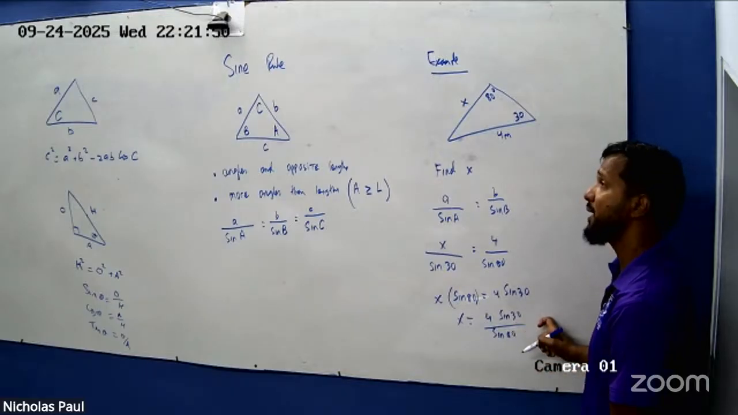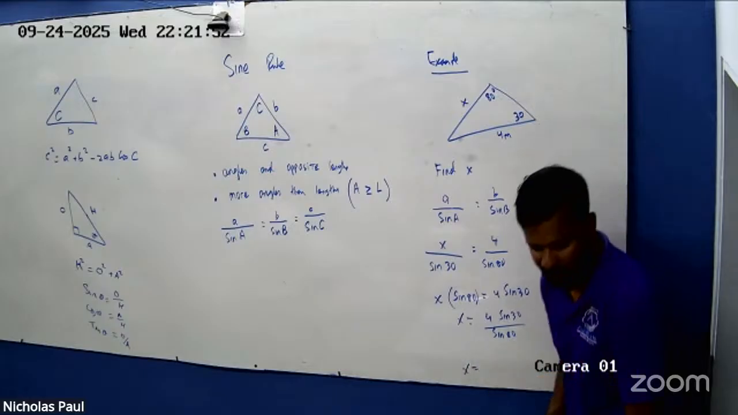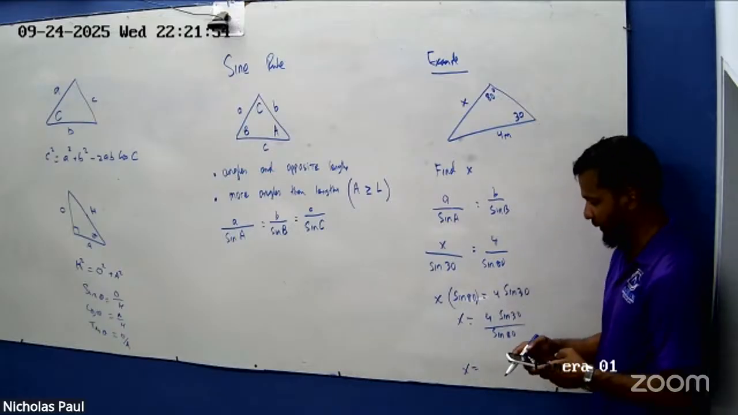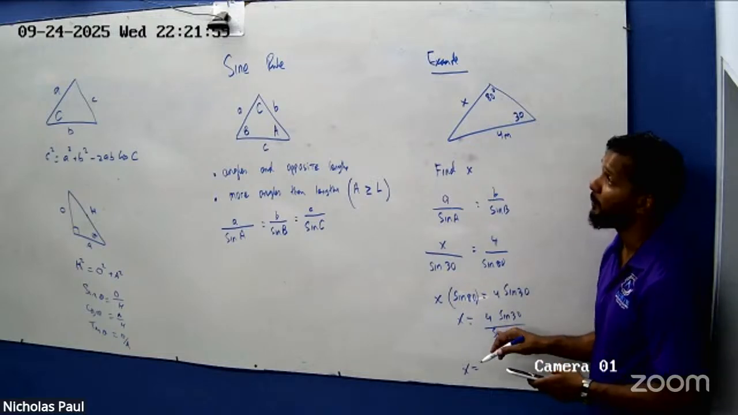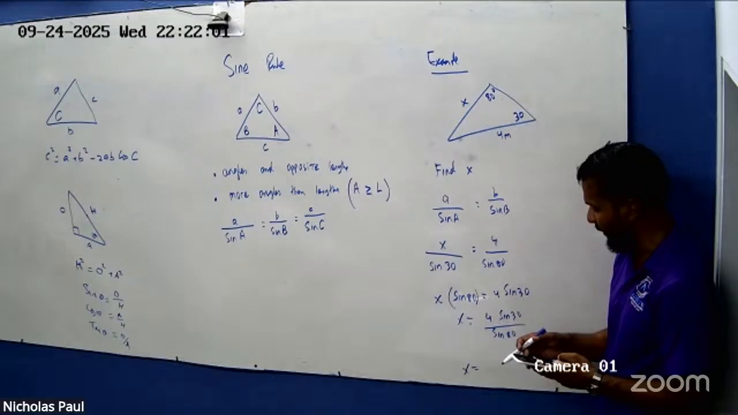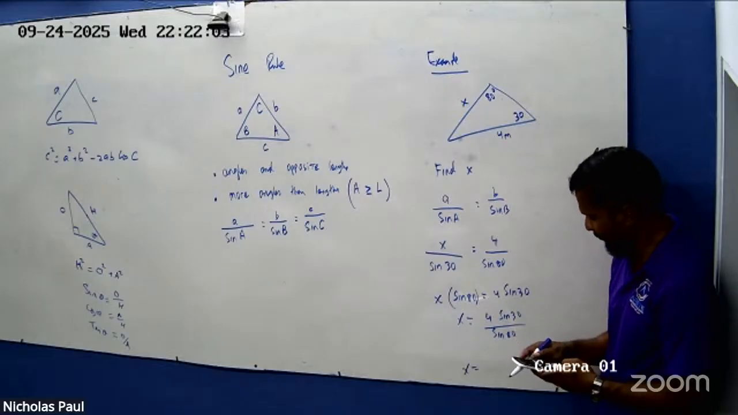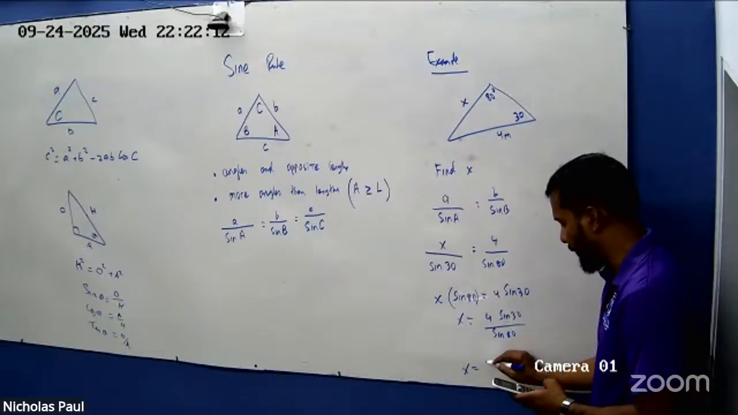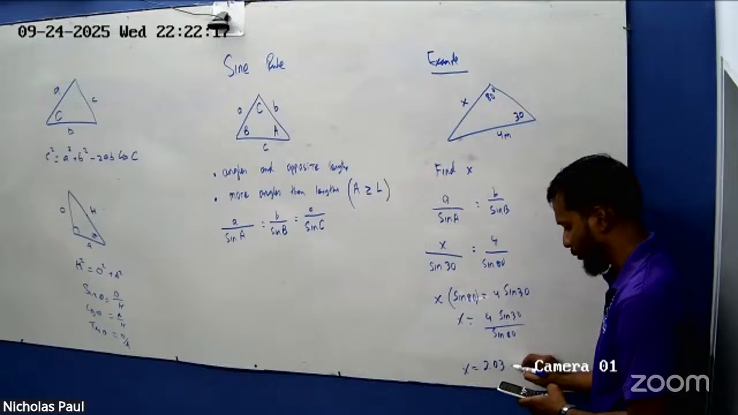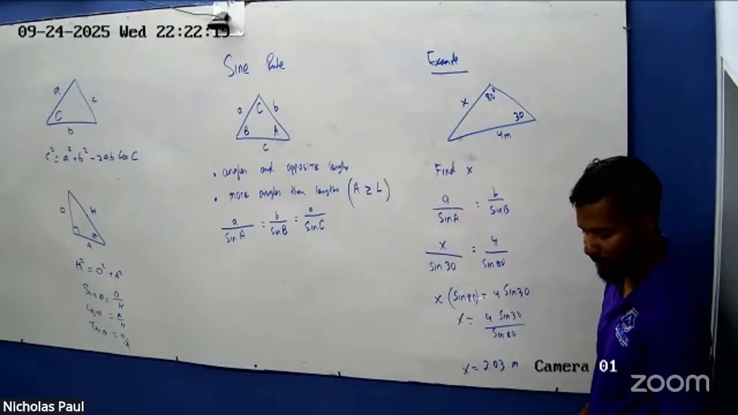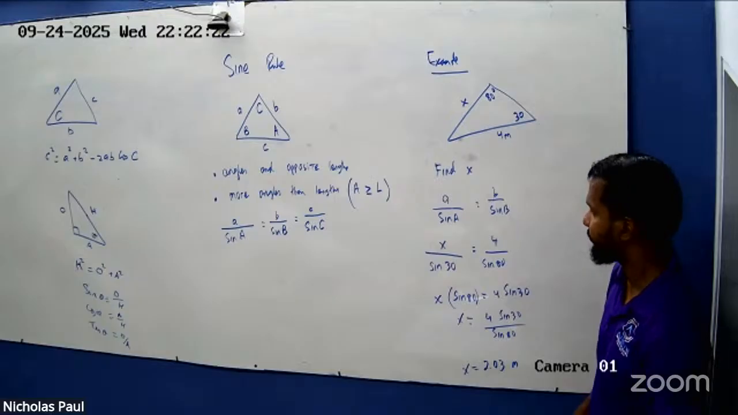Now you can put that in a calculator and tell me what you get. I have a calculator today. Make sure your calculator, additional maths people, make sure your calculator is in degrees, right? All right, I got 2.03. Anybody else got that?